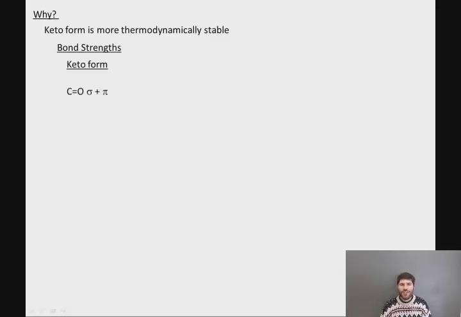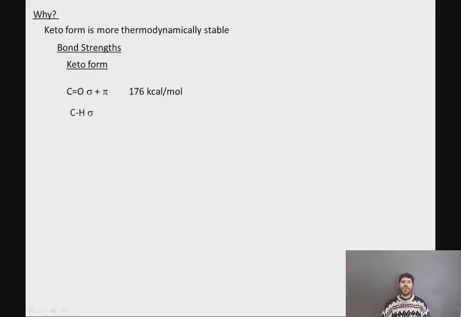So for the keto form, we have a CO double bond. And when we want to get the strength of a CO double bond, we need to add up the strength of a CO sigma bond and a CO pi bond. You add those two together and you get 176 kilocalories per mole.